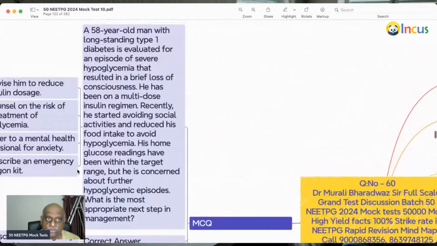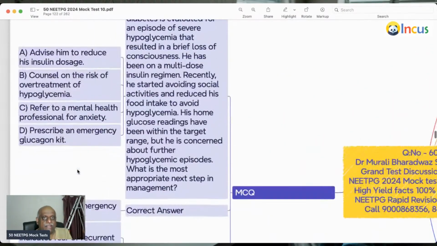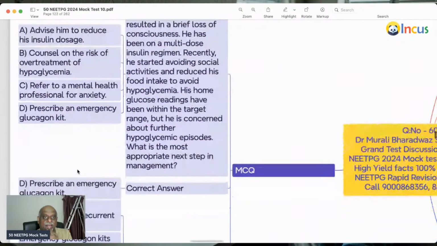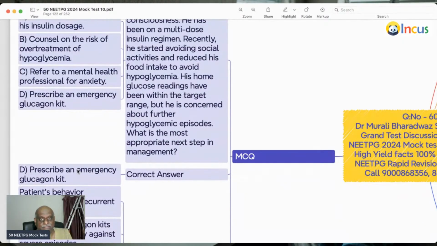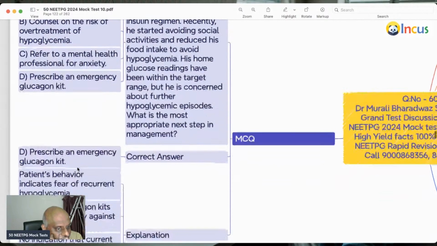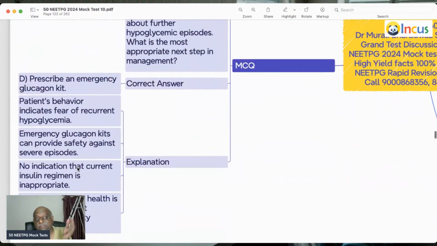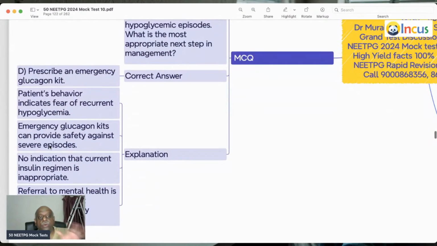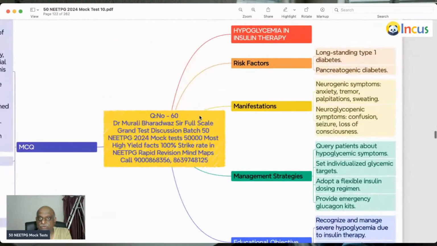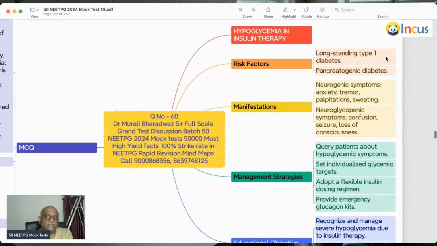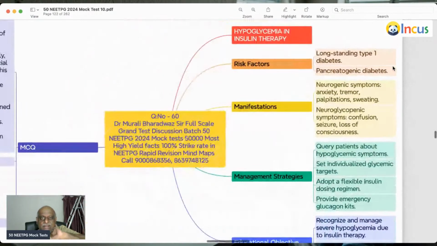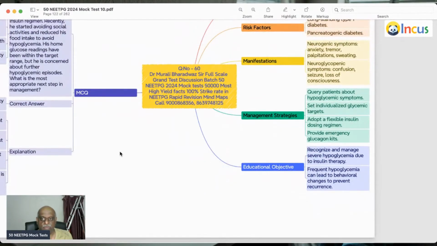A 58-year-old with long-standing type 1 diabetes has been on multi-dose insulin regimen, started avoiding social activities. So there is a fear of recurrent hypoglycemia in him. So emergency glucagon kits can provide safety against such kind of episodes. Whenever any patient has long-standing type 1 diabetes, pancreatogenic diabetes, in them there is hypoglycemia in insulin therapy, is what you need to remember.